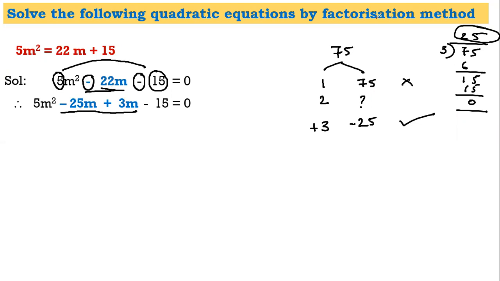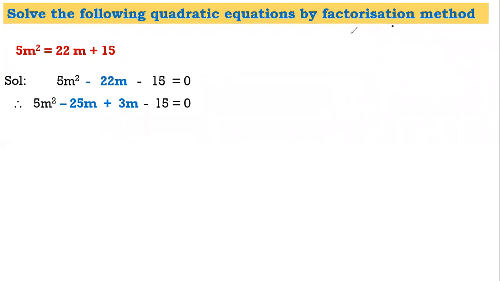So I'll just clear all my drawings here. Great. Now students, we have to take common like the previous sum. So I will quickly explain to you how to take common. So we have two terms. So 5m square minus 25m. So we have taken the first group.